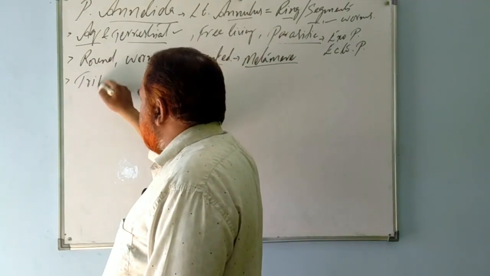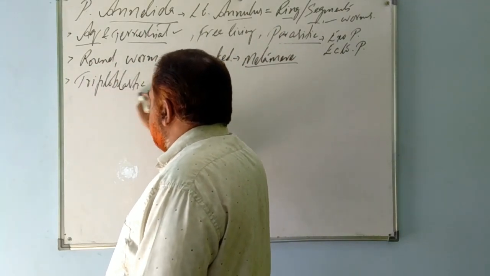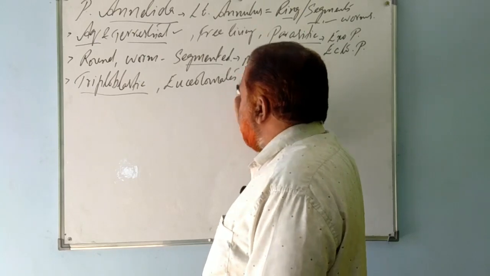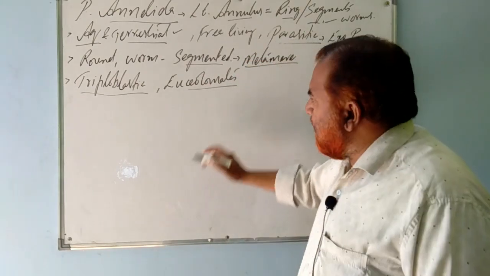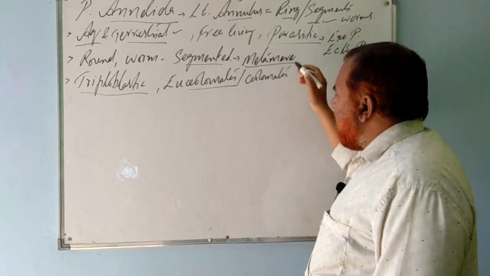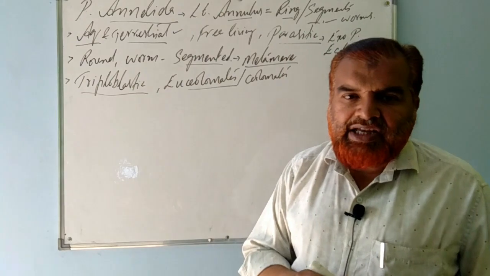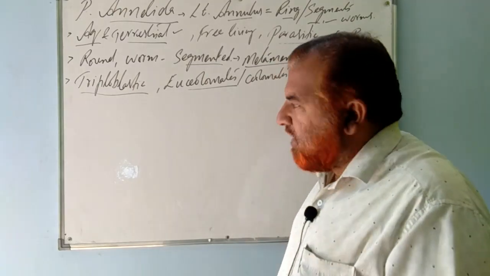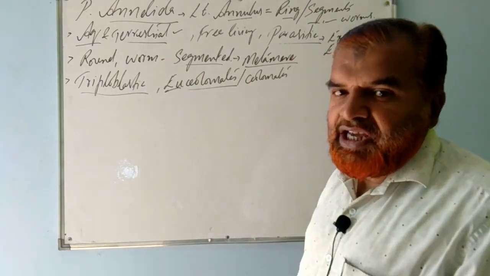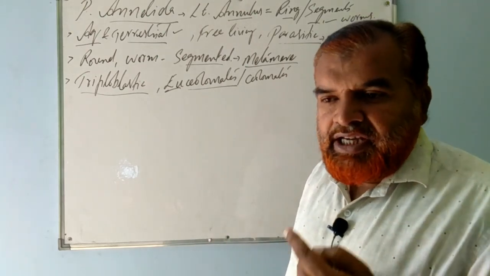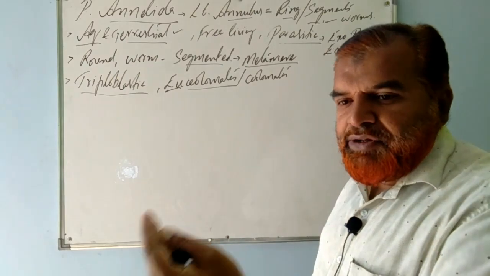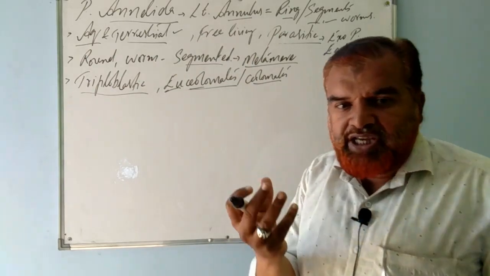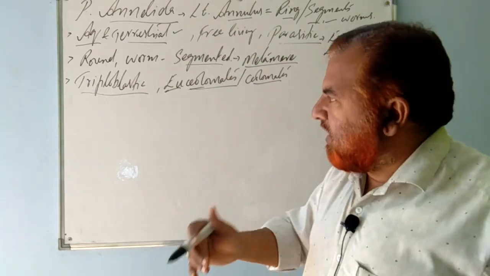Then the body is triploblastic. They have three germ layers. They are eucoelomates. If you have any confusion about this terminology, you can simply say they are coelomates. What do you mean by that? They have a coelom. They possess a body cavity. Eu refers to true. They have a true body cavity, because in the previous phylum we said that Aschelminthes are pseudocoelomates. Compared to that, these have a coelom.